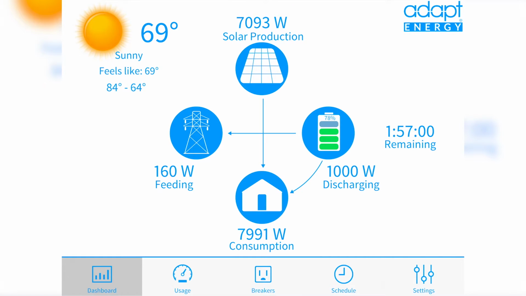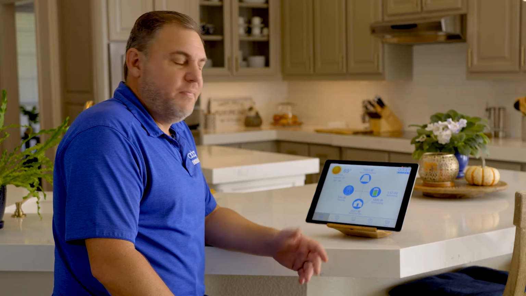You're also going to notice that the solar production's a little over 7,000 watts, but the home's consumption is a little over 8,000 watts. What this is going to mean is the battery is actually going to make up the difference. So the battery is going to discharge at 1,100 watts to make up that difference.